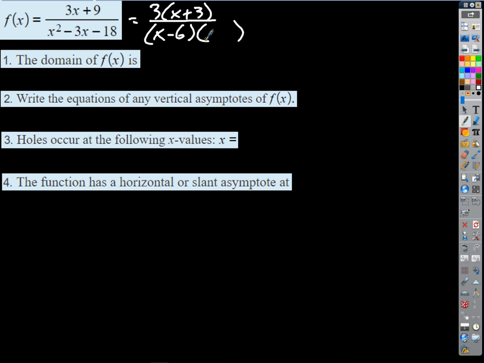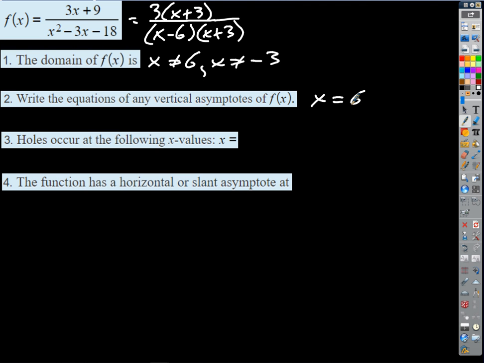X minus 6, x plus 3, very good. Okay, so then what's our domain? We have to exclude what values? 6. Okay? Any vertical asymptotes? Yeah. Which one? 6. Okay, 6 is an exclusive zero at the bottom, right? It's not shared. So we'd say the equation of our vertical asymptote would be x equals 6, right? Okay, that's the vertical line.